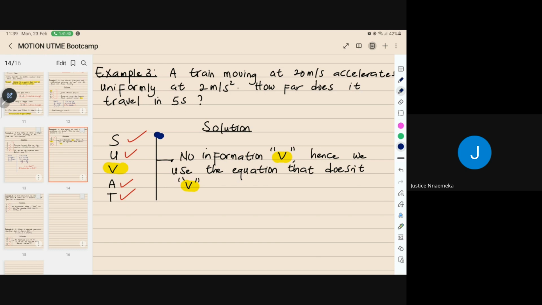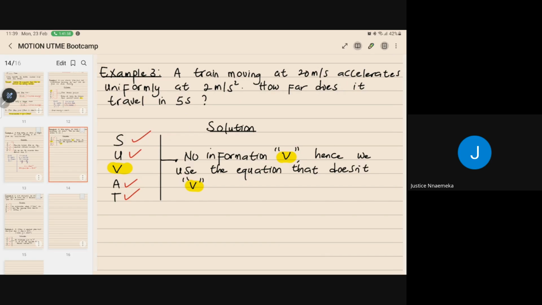What is the information given to us? They gave us 20 meters per second, so they gave us U. It started from U and accelerates uniformly. They gave us A, 2 meters per second. They gave us the time, and they're asking us how far does it travel. It means they gave us S.